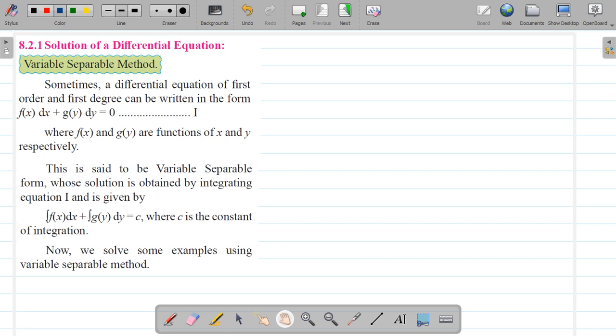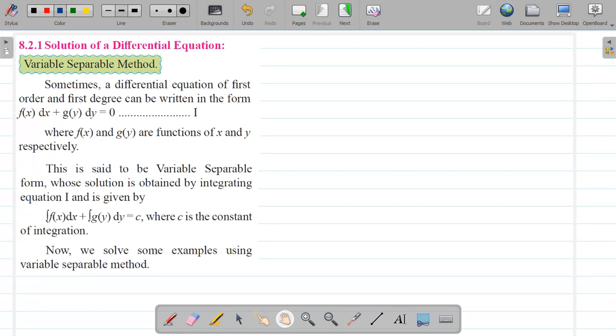Dear students, today we are going to discuss how to find out the solution of a differential equation. Now there is one method which is mentioned here, that is variable separable method. Sometimes a differential equation of first order and first degree can be written in the form of f of x dx plus g of y dy is equal to 0. Say this is equation number 1.